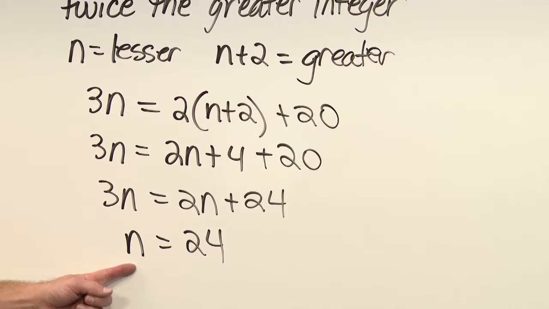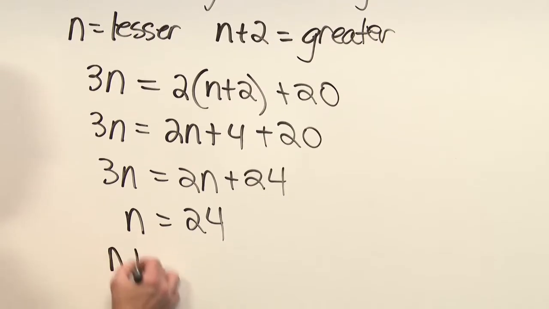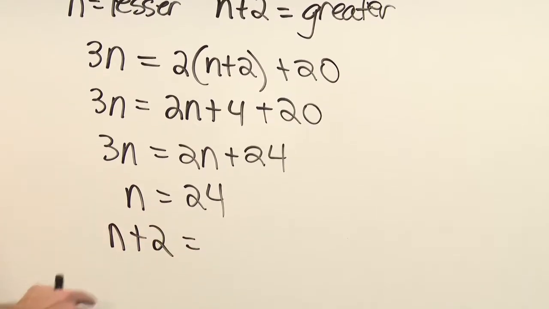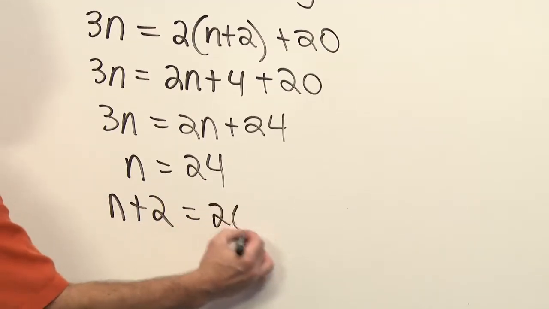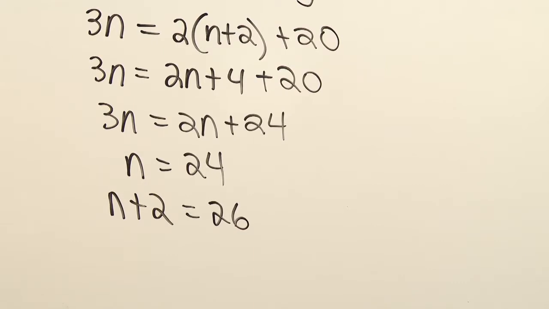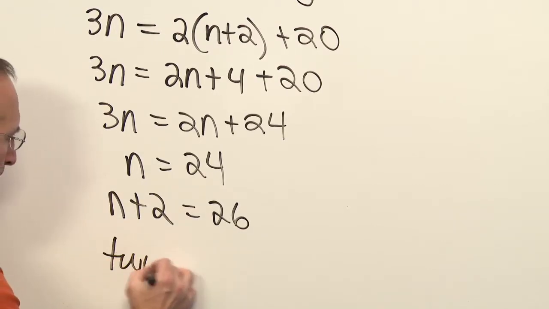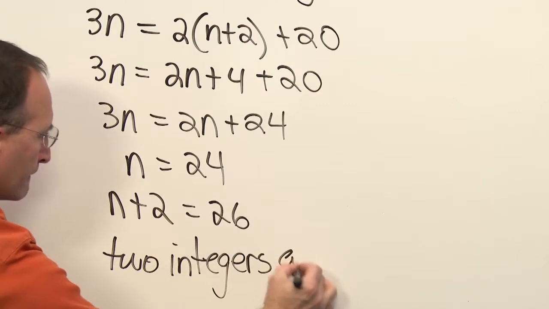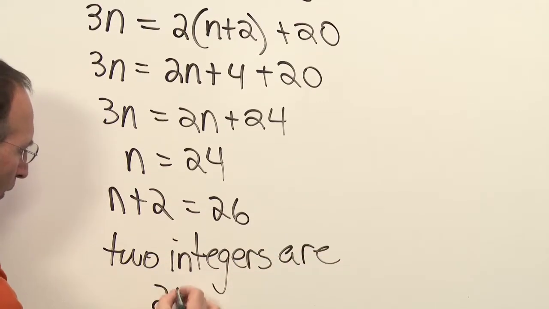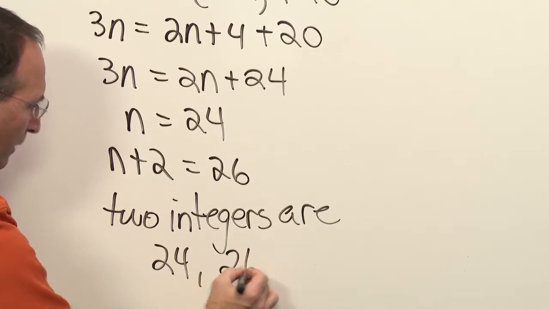Remember, n represents the lesser of the two integers. So n plus 2 would be the greater. 24 plus 2 is 26. And the two integers are 24, 26.